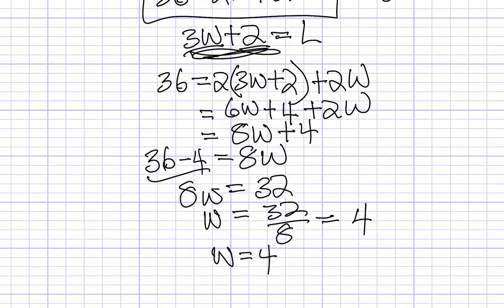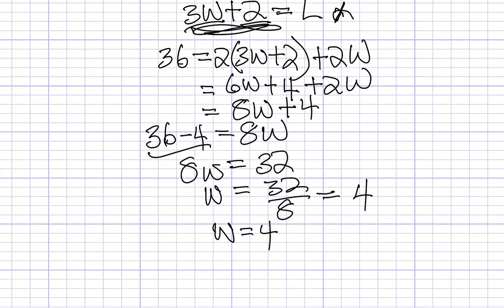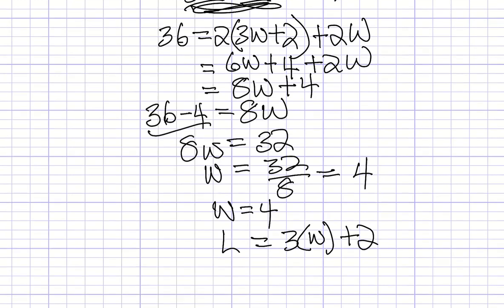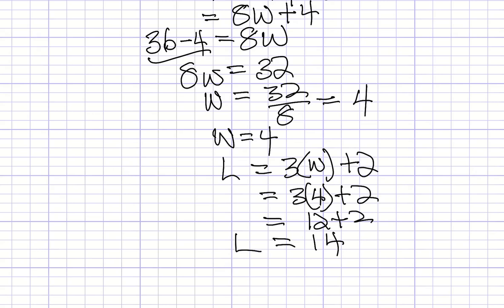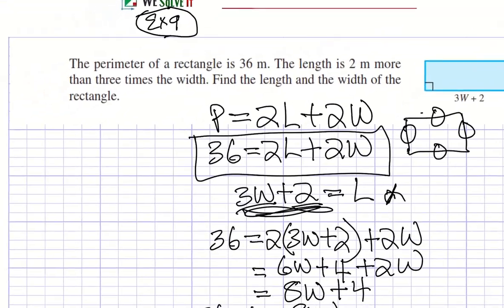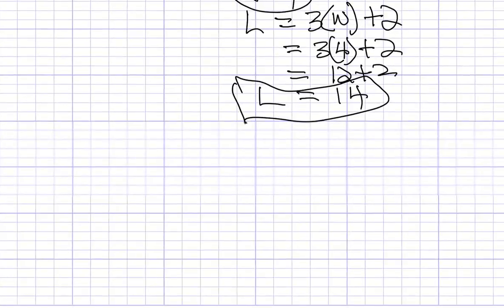Then what is the length? If the width is 4, don't forget that expression from earlier. Then the length is equal to 3W plus 2. That's the same thing as 3 times 4 plus 2, which is 12 plus 2. That's 14. So the length is 14. The width is that, the length is that. So what are they asking us to do? Find the length and the width. See, we found it.